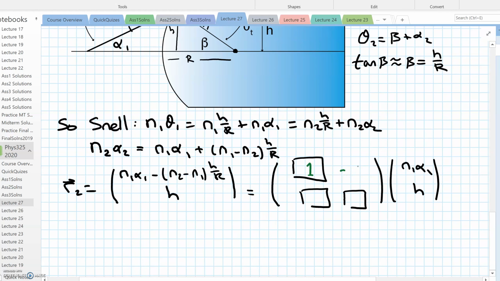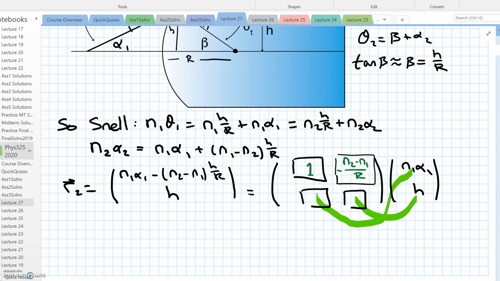Negative n2 minus n1 over r. And for the second matrix multiplication, we want whatever goes here times n1 alpha 1 plus whatever goes here times h to be equal to h. And by inspection, we can see that should be a 0 and a 1. So this is our matrix. This is our matrix for refraction.